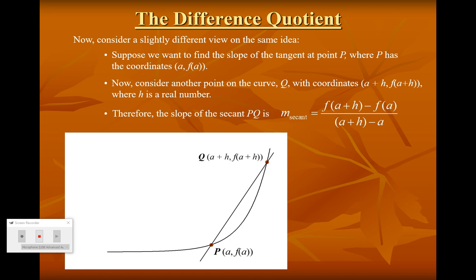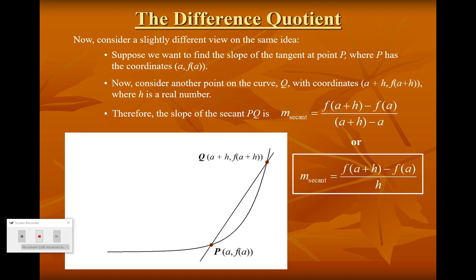It's y2 minus y1: f at a plus h minus f at a. And then the x values are a plus h minus a. And it simplifies nicely. A plus h minus a is just h. And this is something called the difference quotient. It gets a special title.